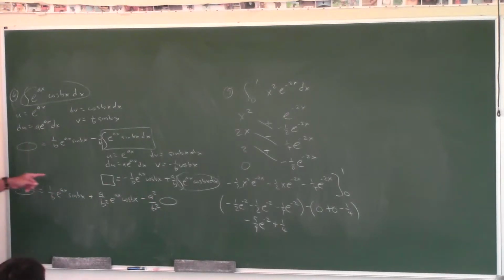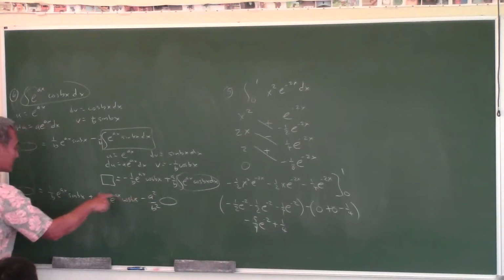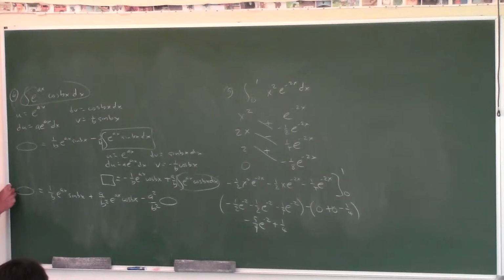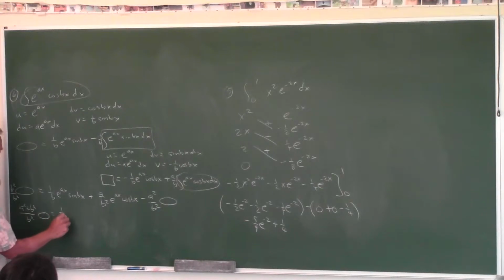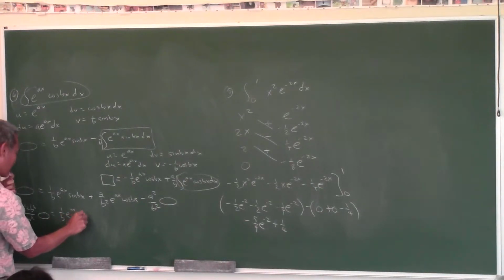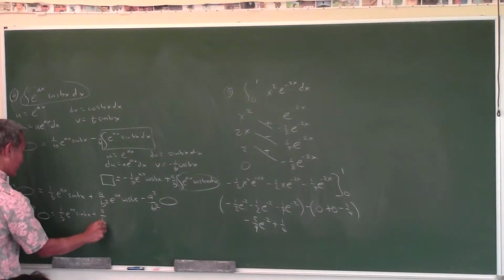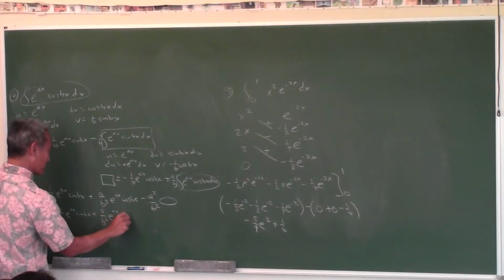Then you have to bring this over to this side, so what is that going to be? What happens if I bring this to this side? I'll give you a hint. This is b squared over b squared oval. So if I add it, you can get, add that to this side. Come on, I'm not going to do everything. Add it on this side. A squared plus b squared over b squared oval is equal to 1 over b e to the ax sine bx plus a over b squared e to the ax cosine bx.